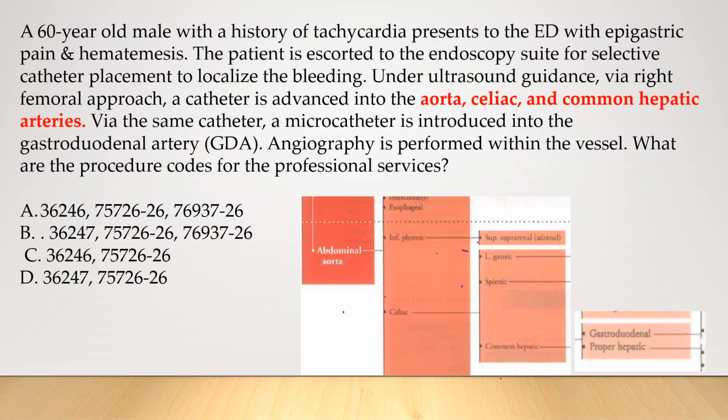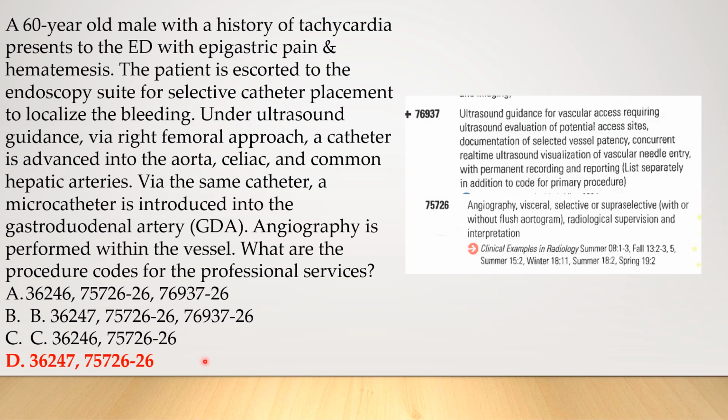So we will eliminate option A and C, and in between B and D, we will zero down our answer. From the previous slide, we know that our catheter has gone till the third order. So 36247 is the appropriate code. And in between B and D, if you see the 70,000 code, one talks about the ultrasound guidance for the vascular access requiring ultrasound evaluation, while the 75726 talks about the angiography. And in our patient, we carried out the angiography, and that's why D is the correct answer.